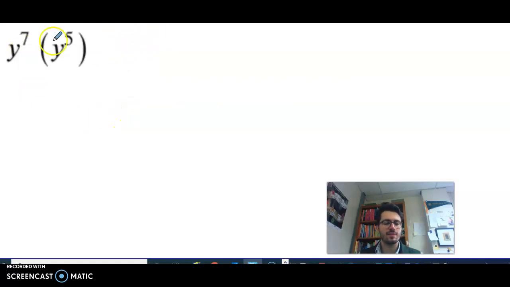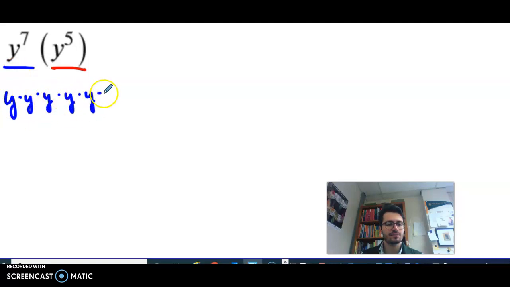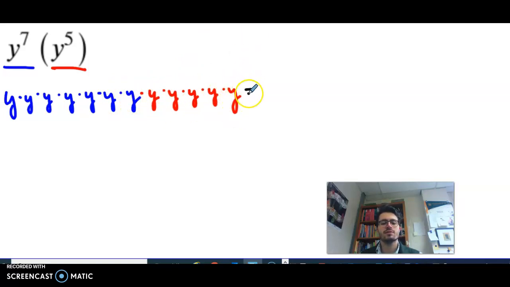Let's take another example. Here we have parentheses, but remember parentheses is the same thing as multiplication. So once again, we'll use different colors to expand each of these terms. I have 7 y's being multiplied. And then I have 5 of them. So in total, I have 12 y's being multiplied. That's y to the 12th.